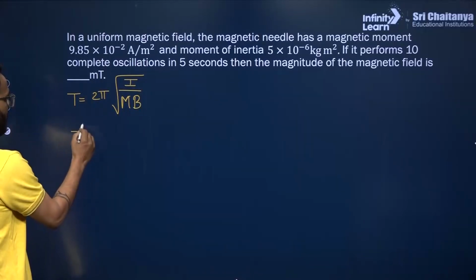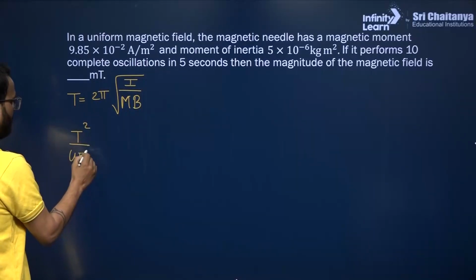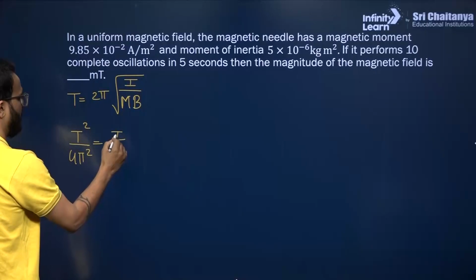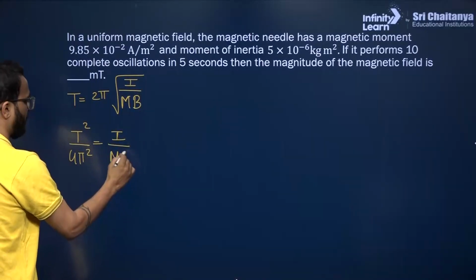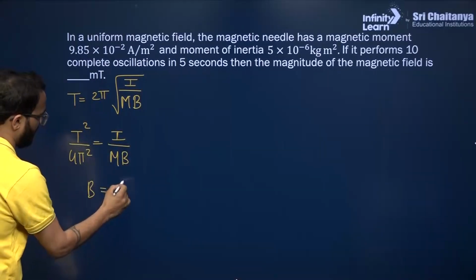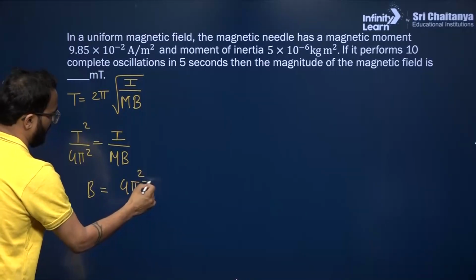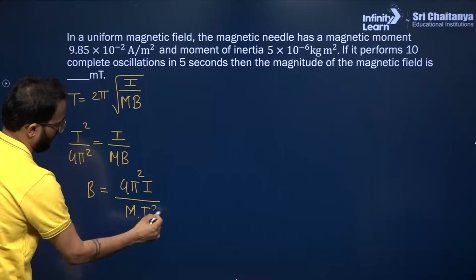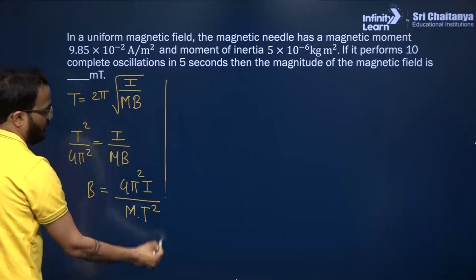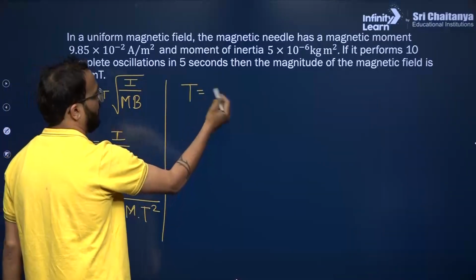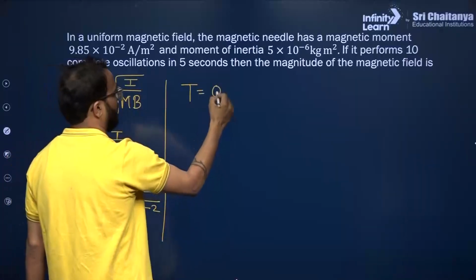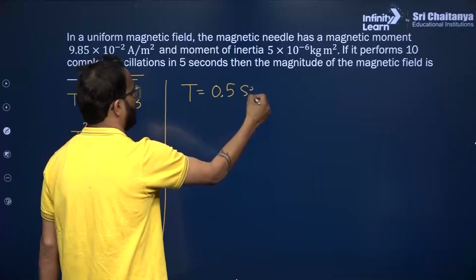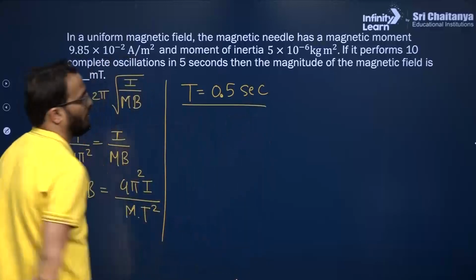Okay, so it will become T square by 4 pi square is equal to I by MB. So B is 4 pi square I by M into T square. Just carefully, the time period is 5 seconds for 10 oscillations. So 0.5 seconds for one oscillation. Okay, remember this thing.